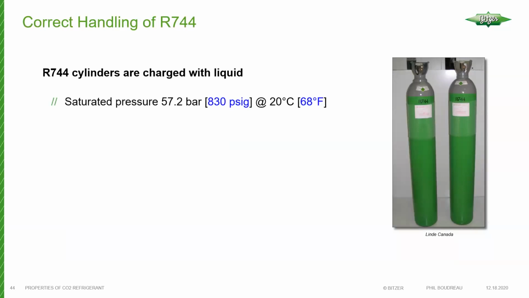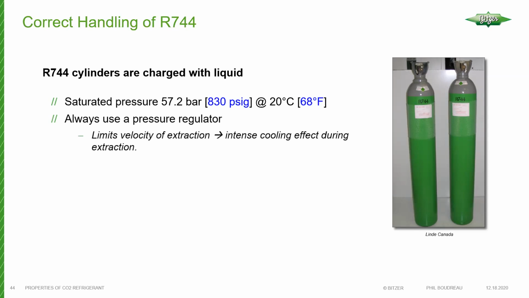Cylinders themselves are generally charged with liquid with some vapor at the top. So if you consider a 68 degree Fahrenheit ambient temperature, we'd have a pressure of 830 PSI. We always want to use a pressure regulator, just as we would on gas tanks, for example, nitrogen that we use in systems. You always want to use a pressure reducing regulator to limit the flow and the pressure entering the system and your hoses and what have you.